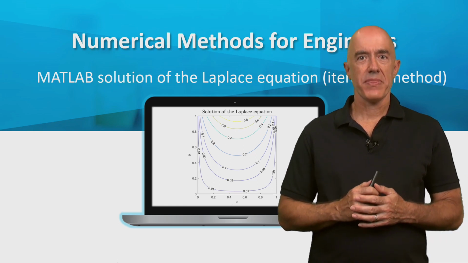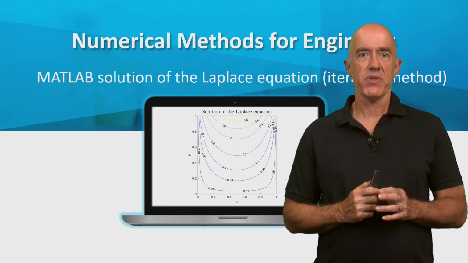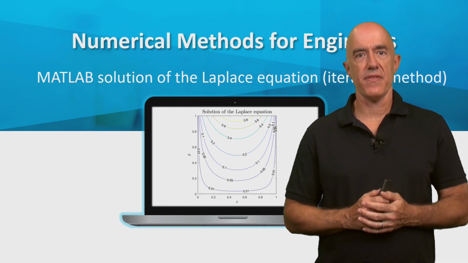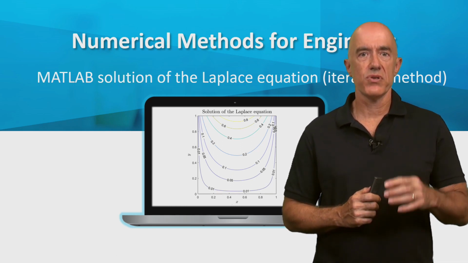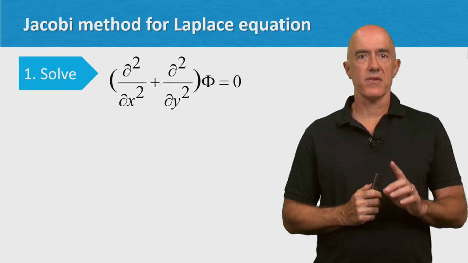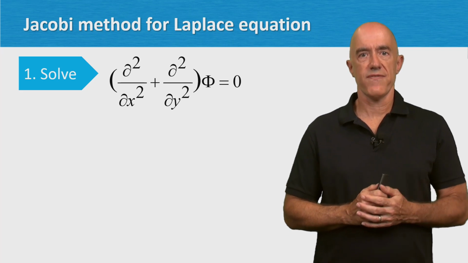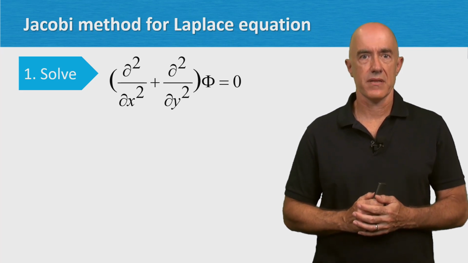In this video, I'll show you how MATLAB can solve the Laplace equation using an iterative method. Here, we'll use the Jacobi method. We solve again the two-dimensional Laplace equation given by del squared phi equals 0.